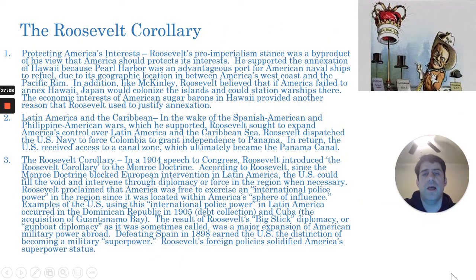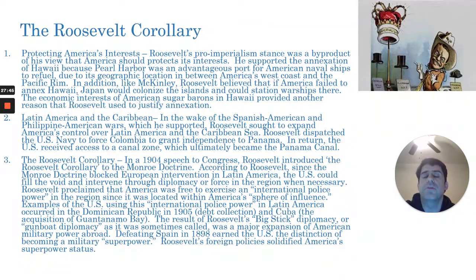So now let's take a look more in depth at the foreign policy of Theodore Roosevelt during this time period. I mentioned that he more or less echoed the thoughts of McKinley with regard to expansion and imperialism. But let's take a look at why he was pro-imperialist.